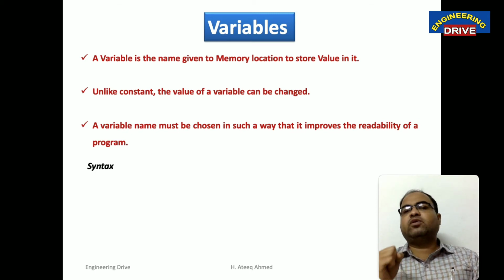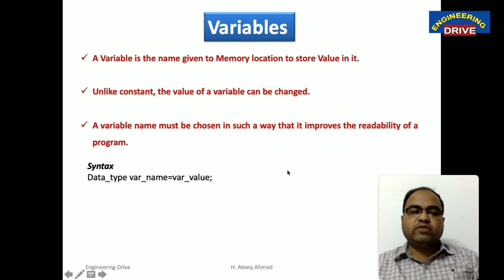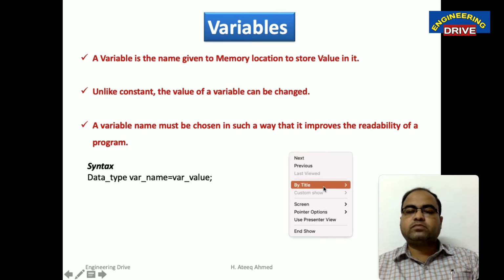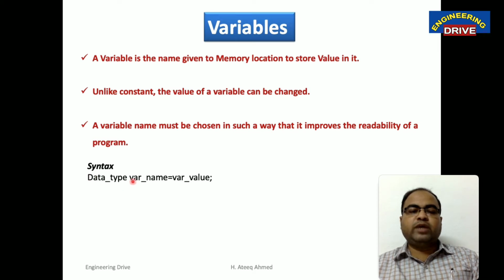Next thing, let us see the syntax now. Syntax is nothing but the general form: how we can use variables in our C program. Let us see the syntax first, the general form. So the syntax of using a variable is, first we need to make use of the data type. First, on the left side, the data type will come.